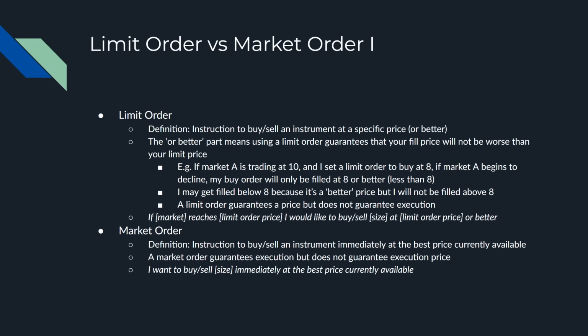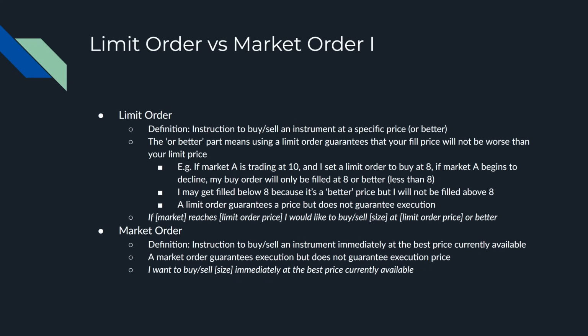So take a practical example, market A is trading at 10, that's its price, I set a limit order to buy at 8, and if market A begins to decline, my limit buy will only be filled at 8 or better, and the or better means less than 8, so 7.95, 7.9, whatever it may be. Now, I may get filled below 8 because it's better, and the reason for that is, as logic would suggest, if I'm happy buying at 8, then I'm happy to buy below 8 as well because it's a cheaper price. Now you can set exceptions to that where you want to buy only at 8 and not even below, like a post-only limit order, but in any case you will not be filled above 8 because it's a worse price.